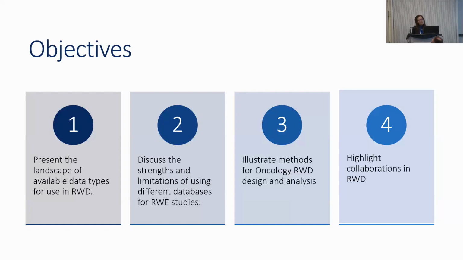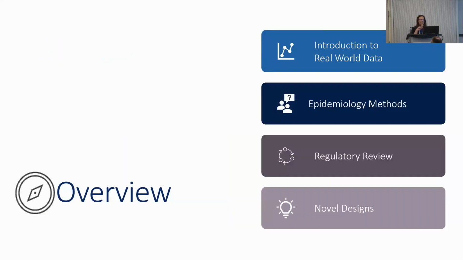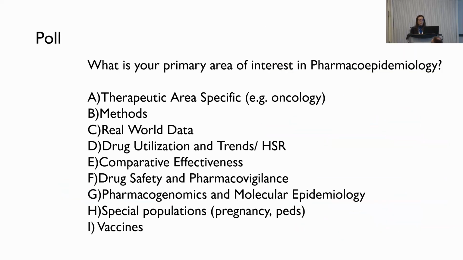I'm going to start by discussing the landscape of real world data types. I'm going to discuss the strengths and limitations of some of the different databases and data sets for RWE studies. Then I'm going to illustrate some methods for oncology real world data design and analysis. And then finally, I will highlight collaborations in real world data. So I've organized the talk into 4 sections: real world data, epi methods, regulatory review, which I think is an interesting lens of pharmacoepi in the context of real world data, and then novel designs. So we'll start with real world data.